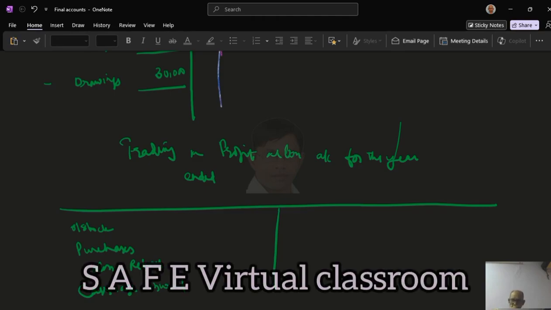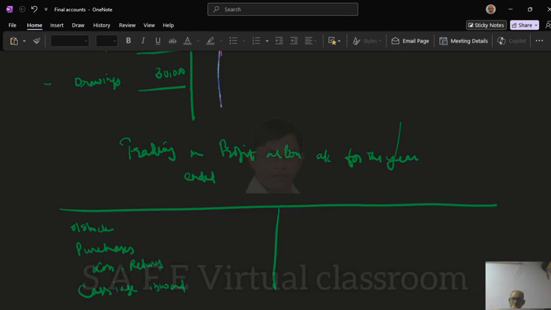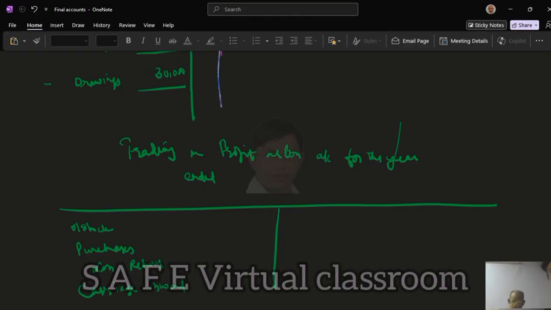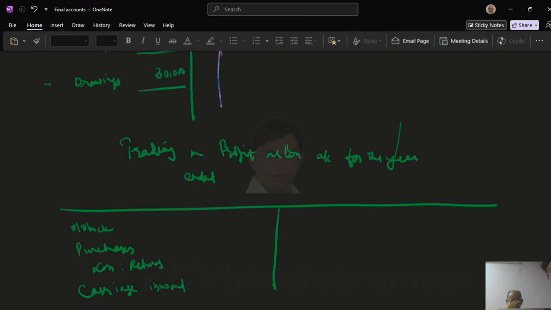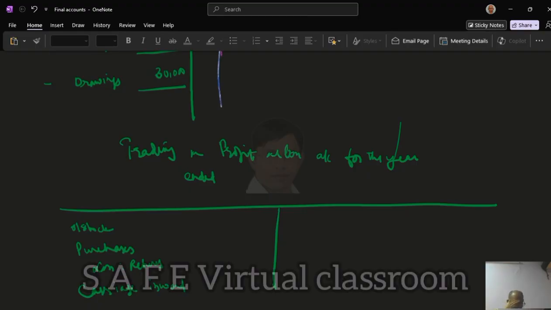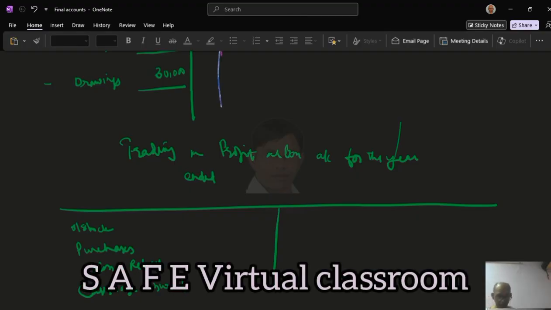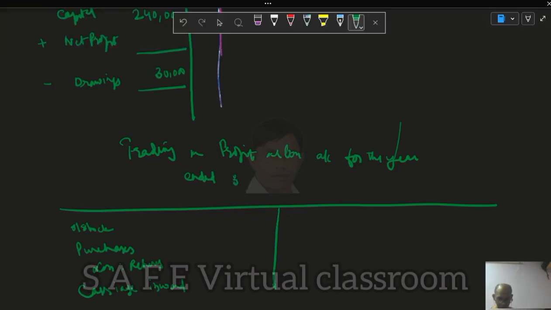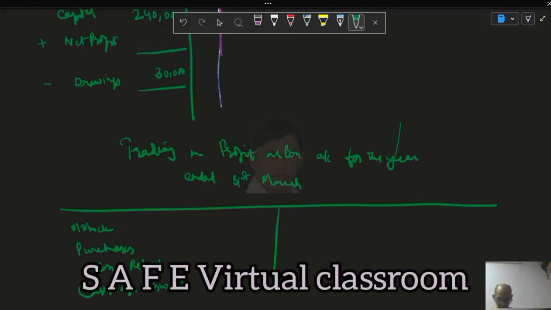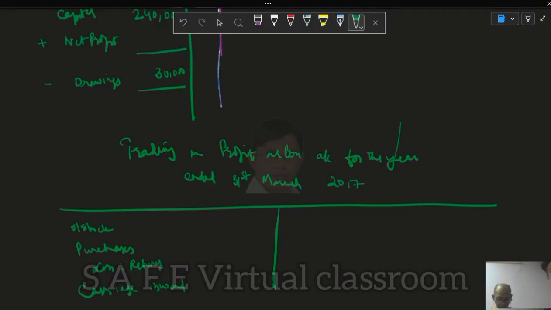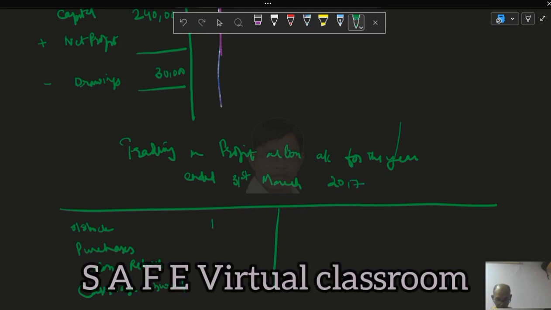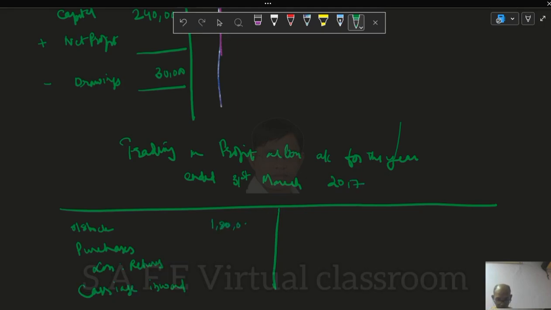And then, prepare final accounts for the year ended 31st March 2017. Like this you have to write. Opening stock is 1,80,000.